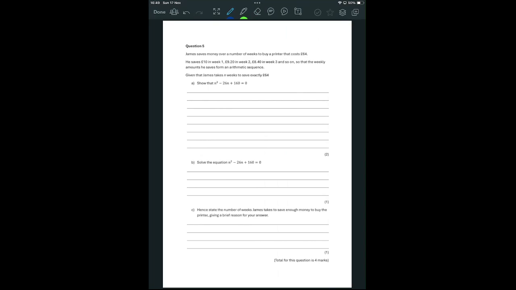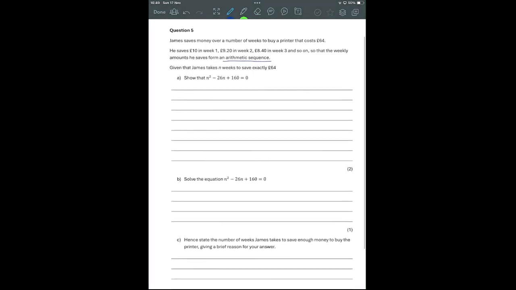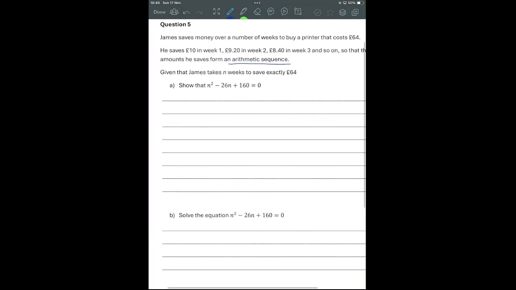Question 5. We have a strange context here. We've got James saving money to buy a printer. He saves a different amount every week, and it's even told you exactly the context you should be thinking. We're in an arithmetic sequence. It takes n weeks to save £64, and we want to show that equation.